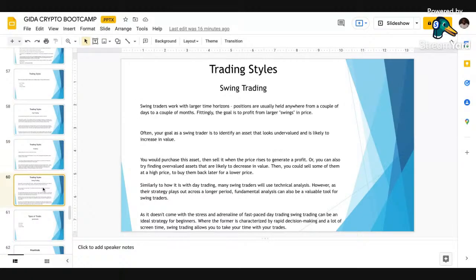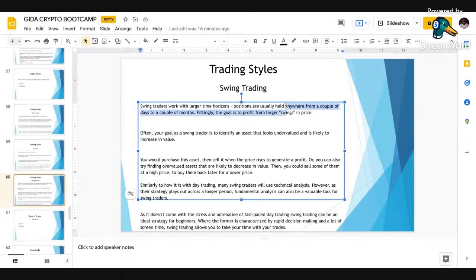The next one is swing trading. Swing trading takes larger time horizons. Positions are held when you have an order on. What we refer to it as is a position. So positions are held anywhere from a couple of days. Take note of these keywords. Positions are held anywhere from a couple of days to a couple of months. Do you understand? Fittingly, the goal is to profit from larger swings in price. That is the meaning of swing trading. The positions are held from a couple of days to a couple of months.